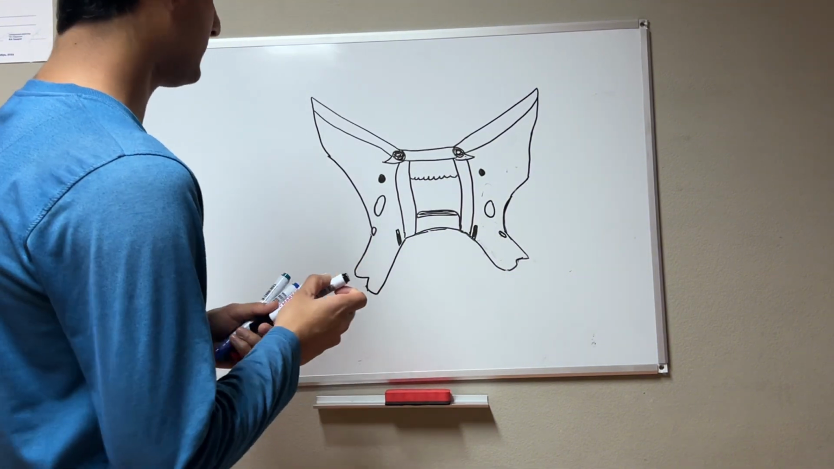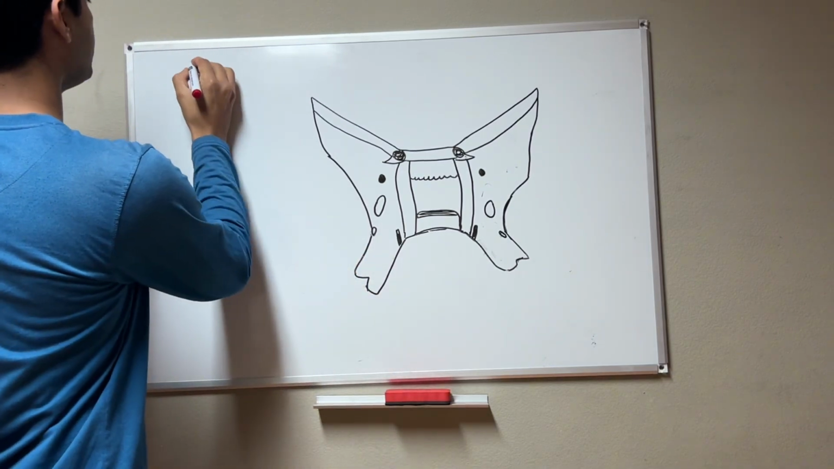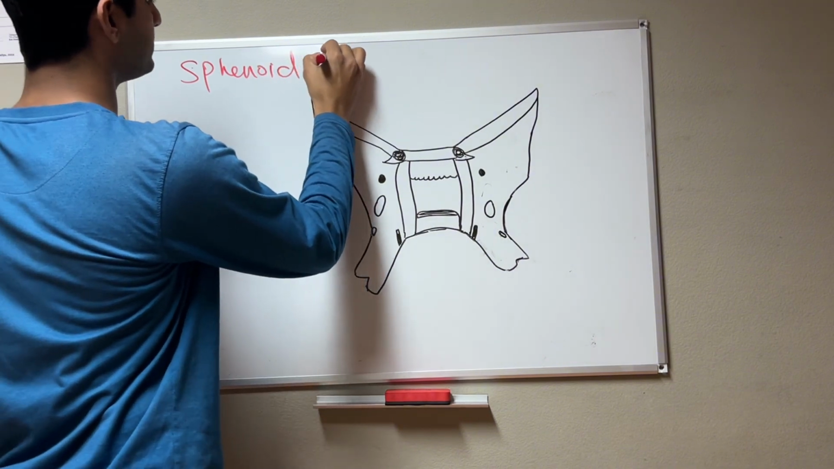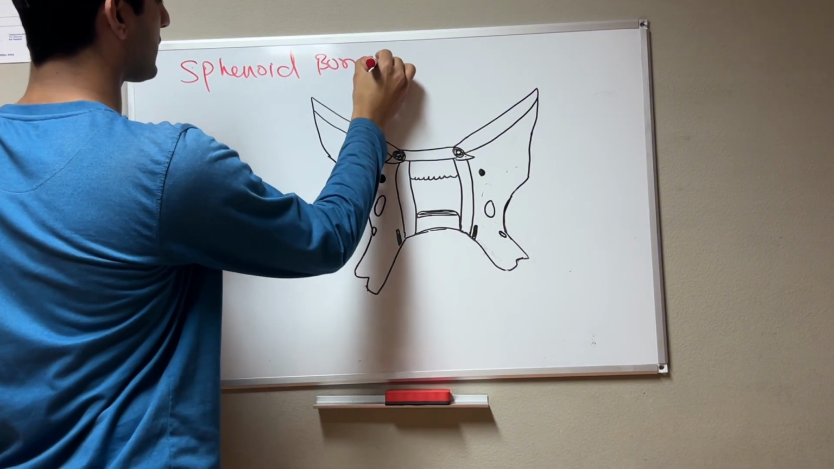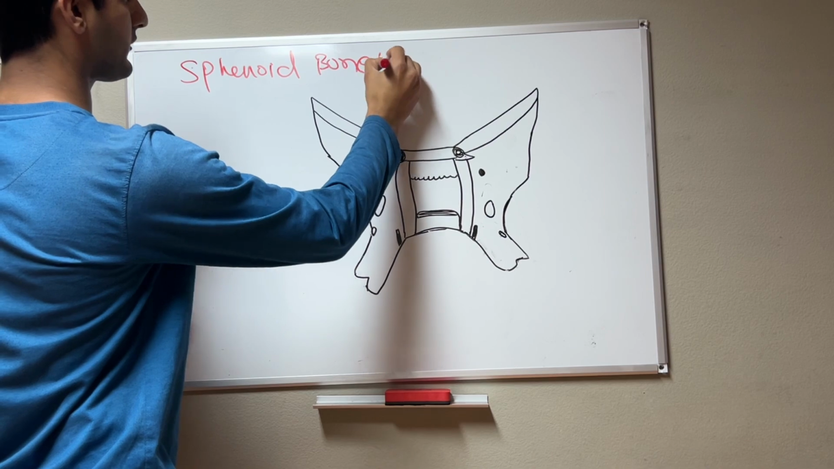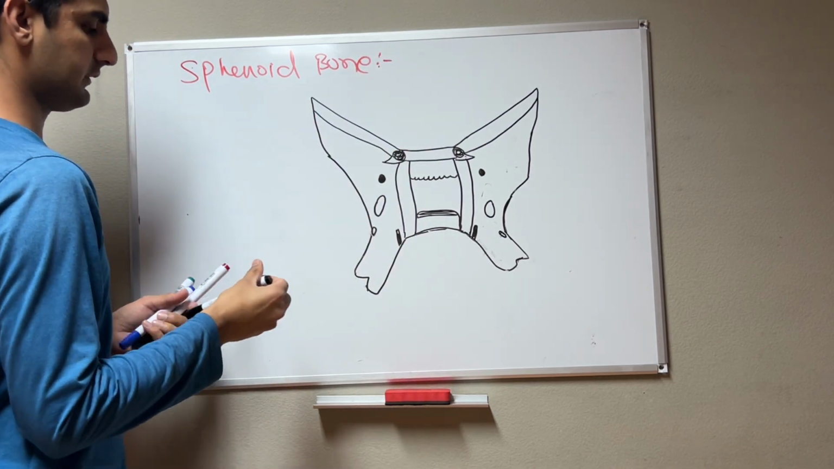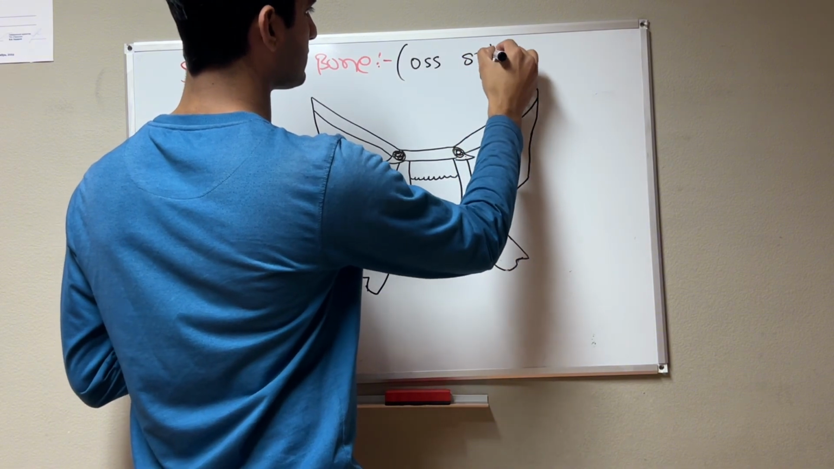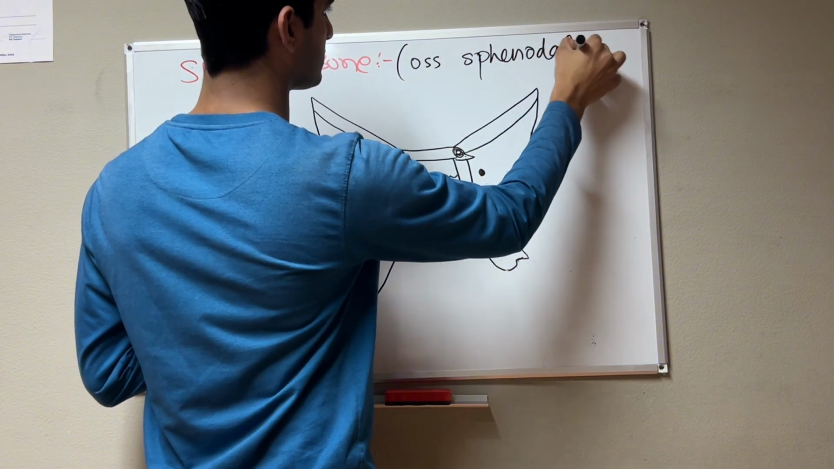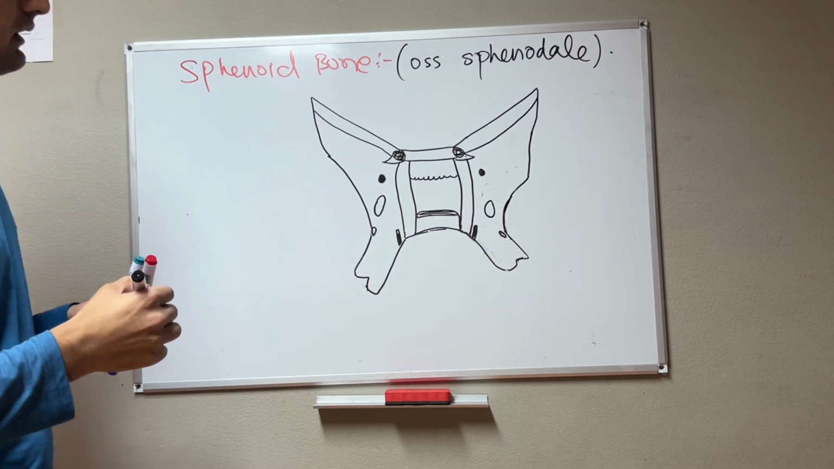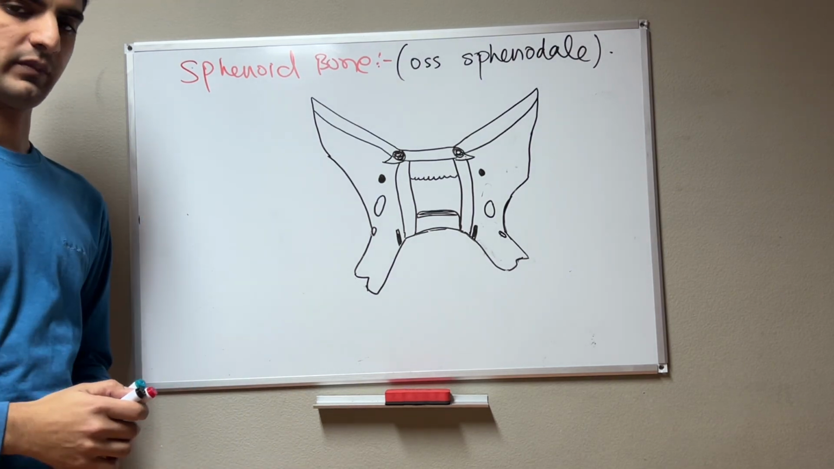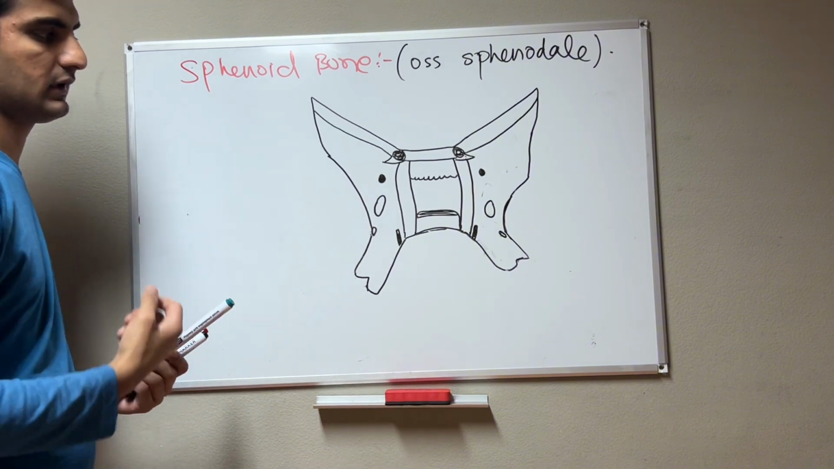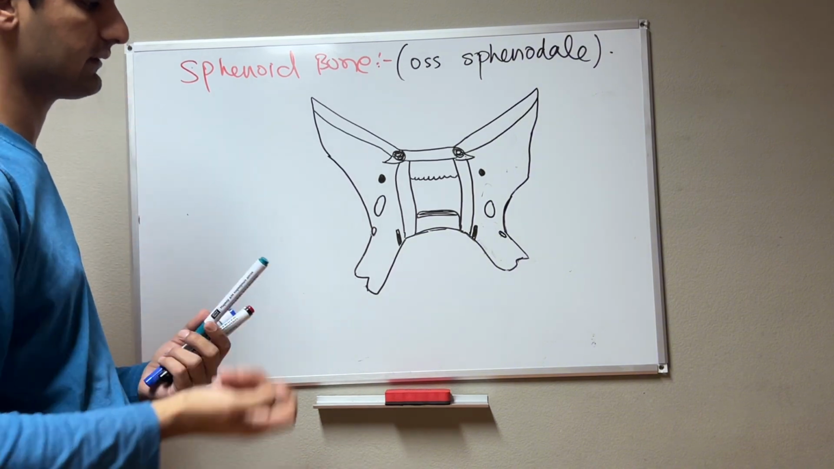Its name is sphenoid bone, a skull bone, os sphenoidale in Latin also. It consists of 4 parts. I am going to show you which part is located where, and its name.